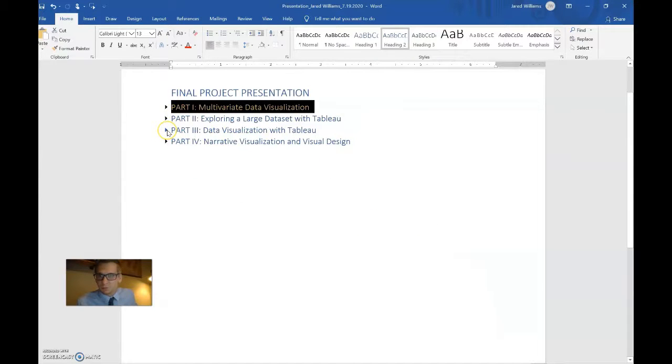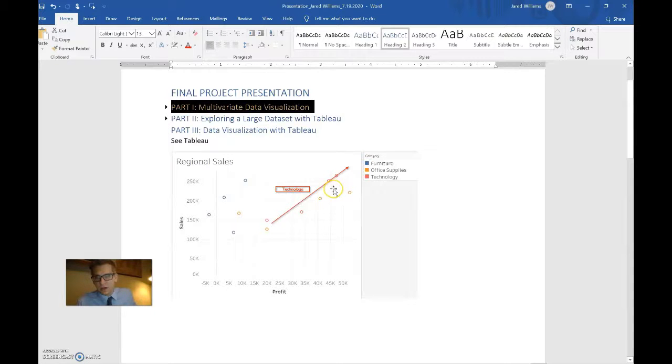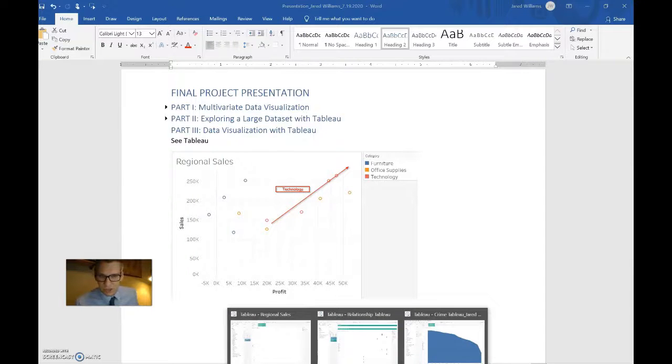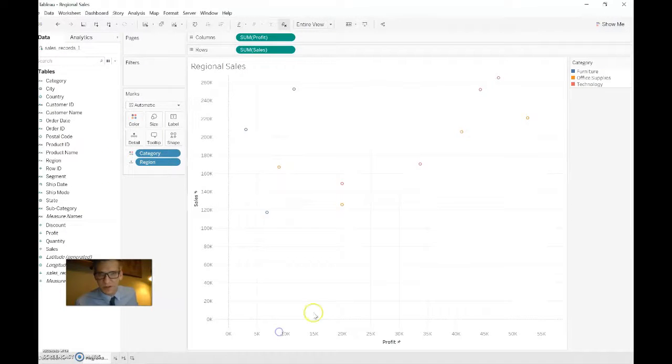Okay, so part 3, the data visualization in Tableau with the regional sales data. I'll go over the insights gleaned, but I'll show you the visualization first. So the visualization, I didn't change much from Dr. Habib's suggestion to put profit and sales in the columns and rows respectively, and then the categories in color, and then region in the details.